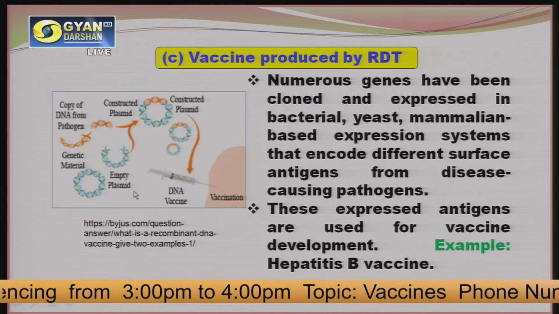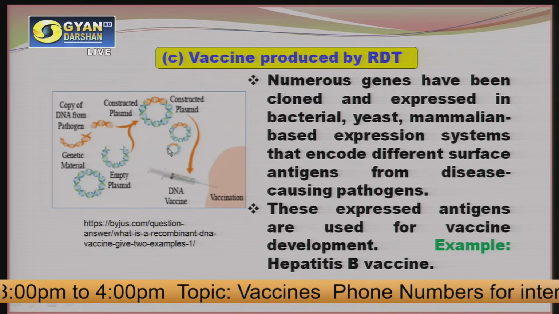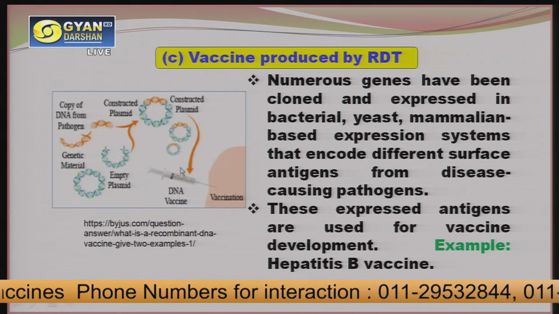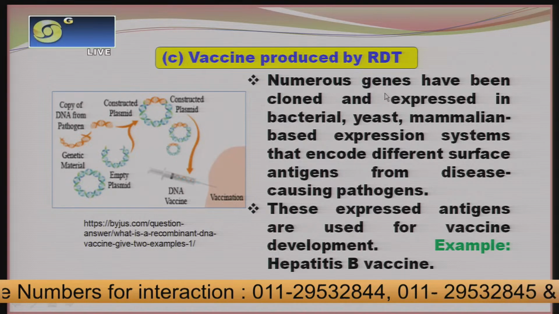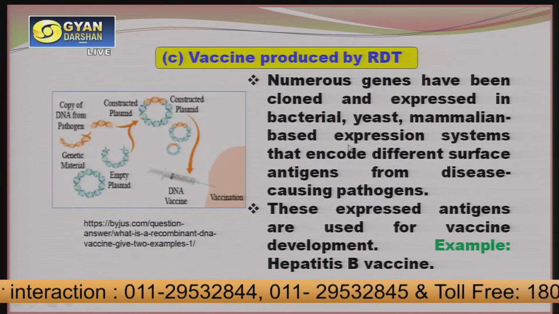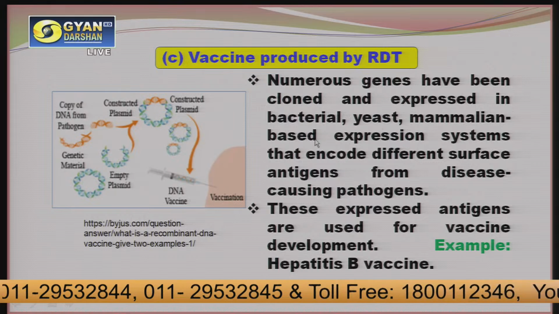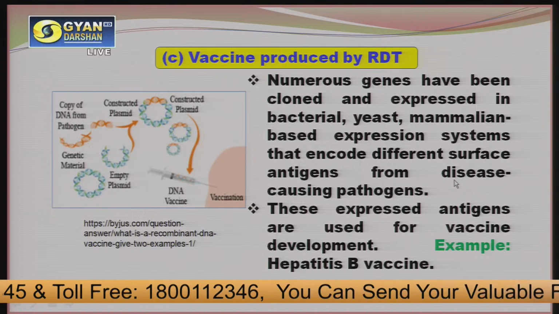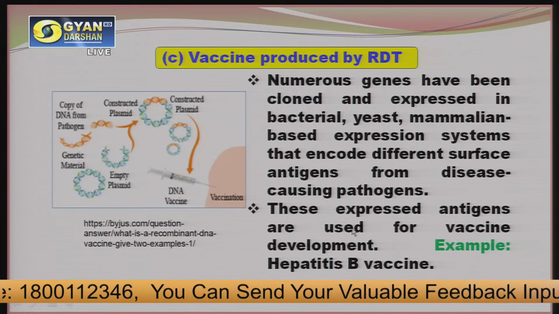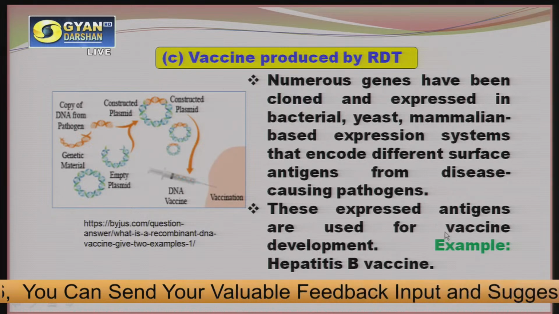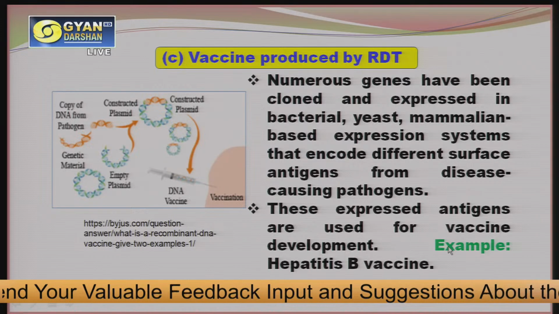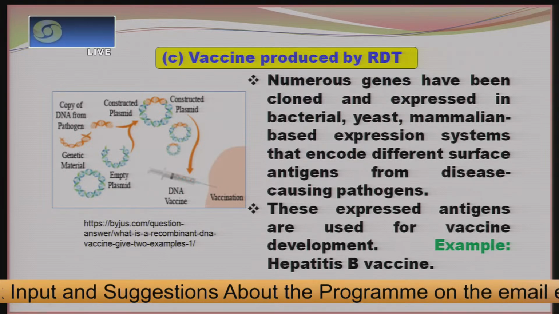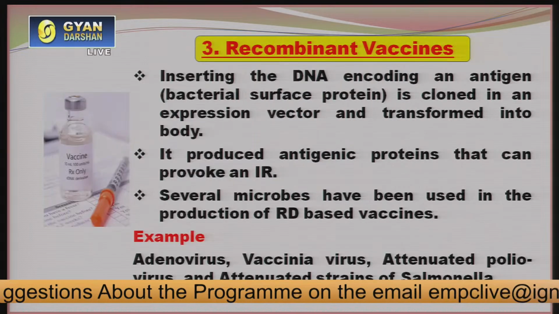So this is the mechanism of action of RDT, recombinant DNA type vaccines. Numerous genes have been cloned and expressed in bacterial, yeast and mammalian based expression systems that encode different surface antigens of disease-causing pathogens. These expressed antigens are used for vaccine development. An example is the hepatitis B vaccine, which comes under this category.